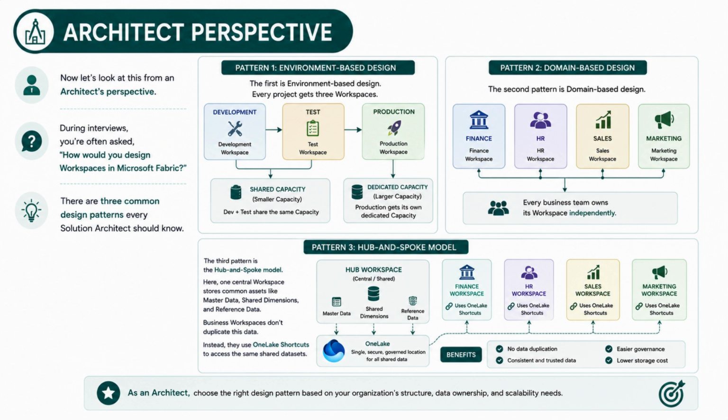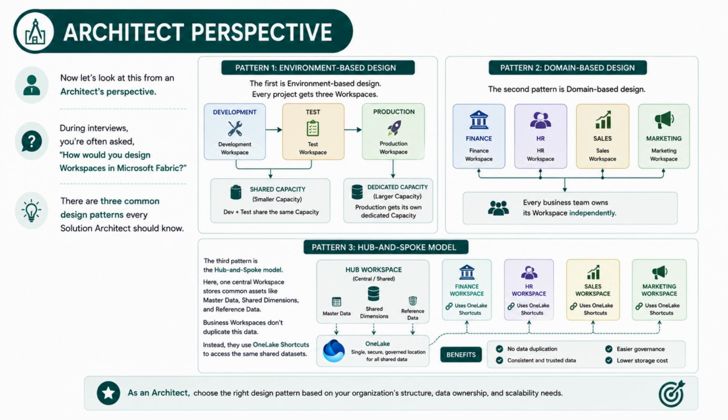The second pattern is domain-based design. Like finance team has its own workspace, HR team has its own workspace, sales team has its own workspace, and marketing team has its own workspace. Every business team owns its workspace independently. And the third pattern is the hub and spoke model. Here, one central workspace stores common assets like master data, shared dimensions, and reference data.